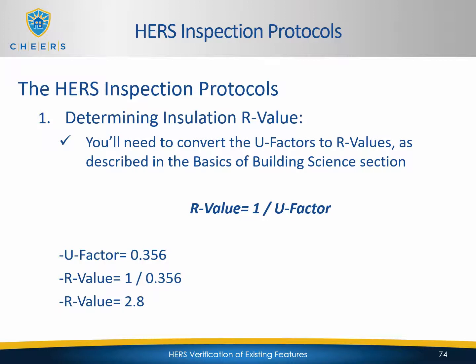And this is the same formula. So you'll need to convert the U factors to R values as described in the basic building science section that I just mentioned a second ago. The R value is the inverted U factor. So R value equals 1 divided by the U factor.